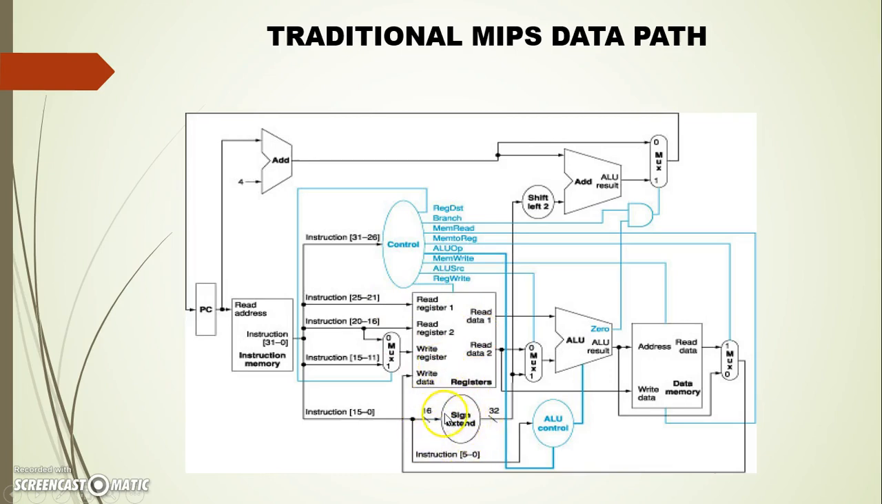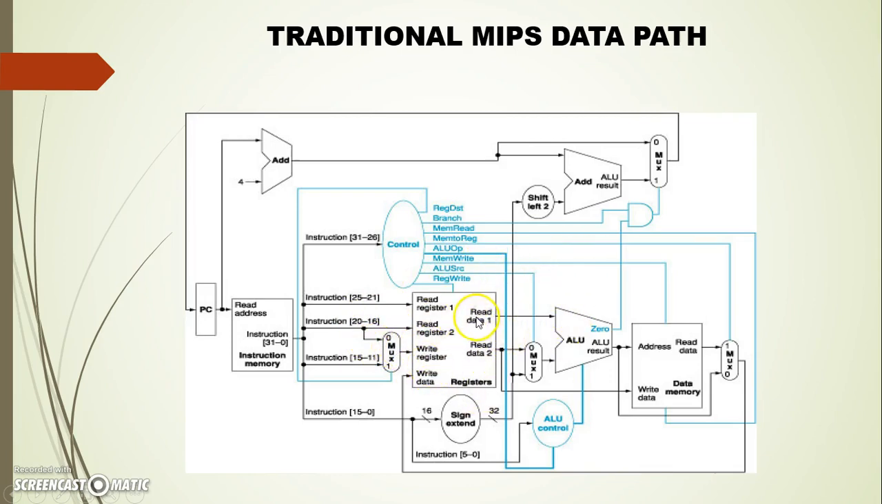The sign extender is a basic unit which extends a 16-bit immediate value to a 32-bit value. And the mux differentiates between I-type and R-type instructions, because the write register in the case of R-type instructions is denoted by bits 15 to 11 of the instruction, and in the case of I-type, bits 20 to 16 represent the register to be written.